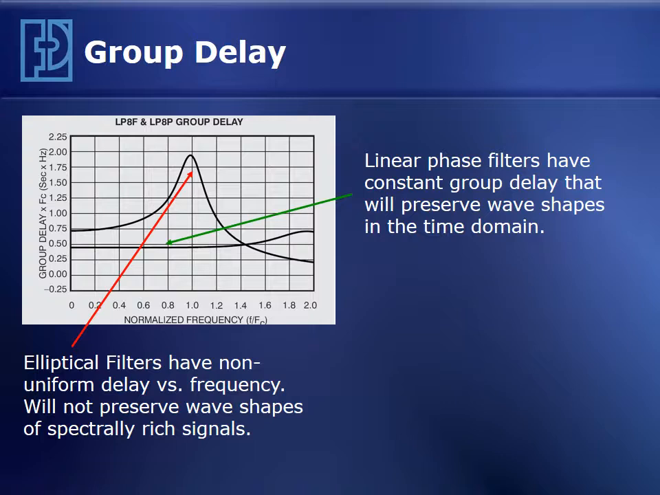Looking at the green arrow, that's pointing to the group delay of the pulse mode filter, and we can see in the passband from 0 to 1 that the group delay is a constant. This filter has linear phase. It will impart the same time delay, input to output, to all frequencies in the passband of the filter, and it will preserve wave shapes in the time domain.